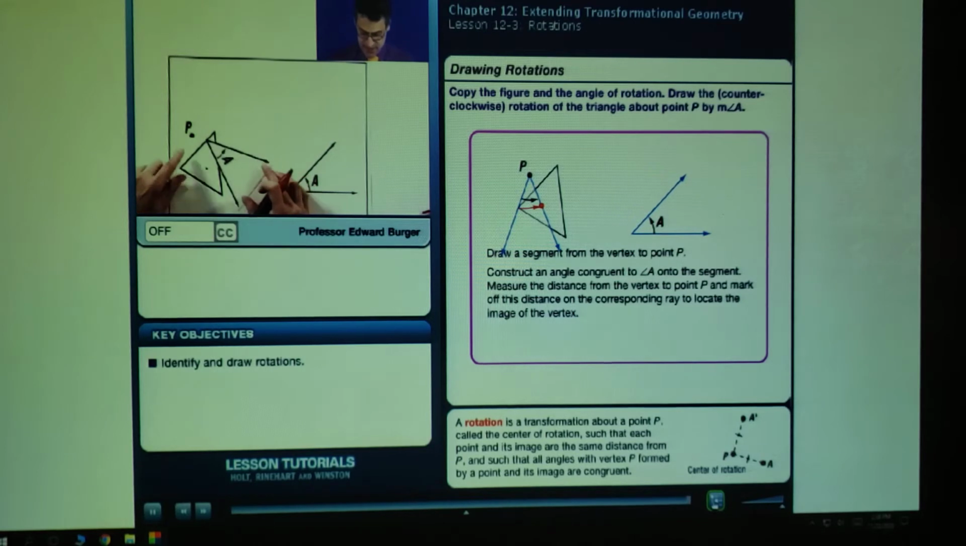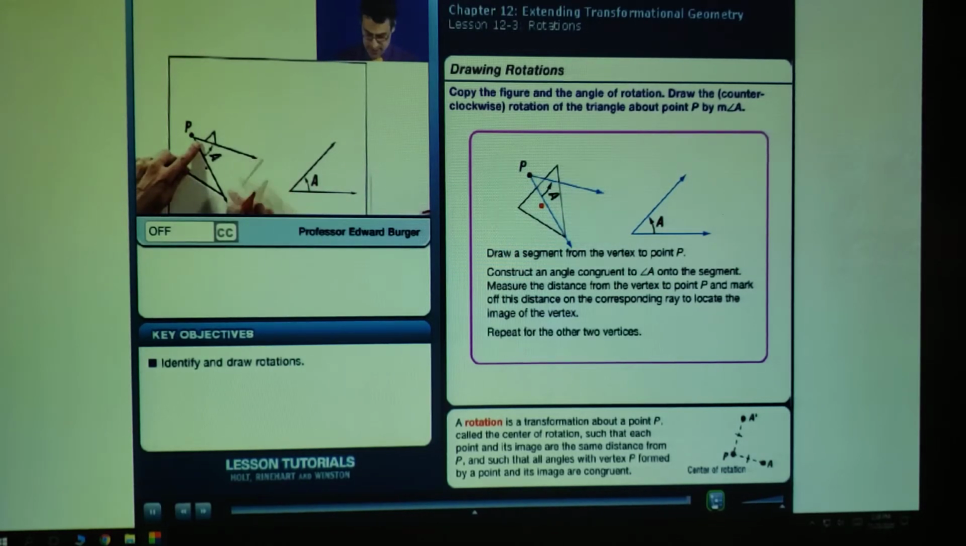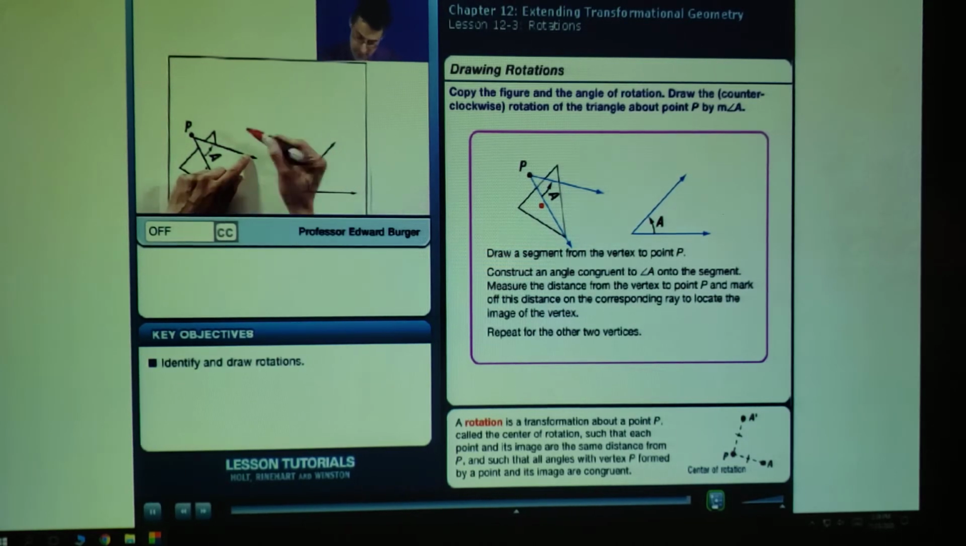Well, I did the exact same thing. I put the vertex of the angle right at P and put this lower part of the angle to here. And I just have to now measure that distance from P to that vertex, and then find that exact same distance here, which I'll mark in red.